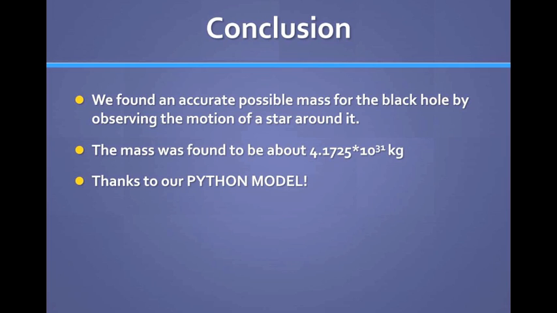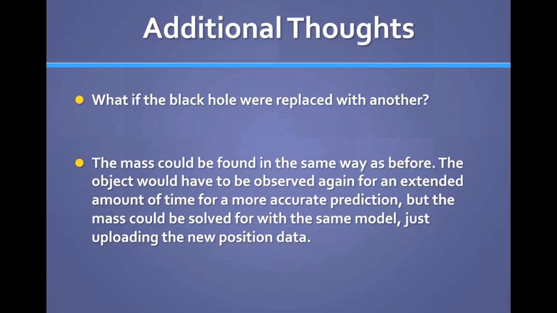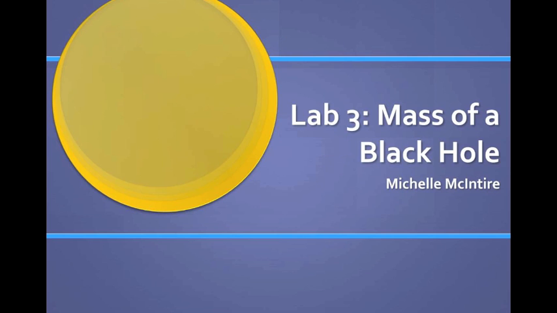Okay, next is the conclusion. We found that the mass was accurate for the possible motion, assuming that that was the only force affecting it. And that value is shown here. Also, what if the black hole were replaced with another? The mass could be found in the exact same way as we just did. We would just need to upload the new position data after observing for an extended period of time.